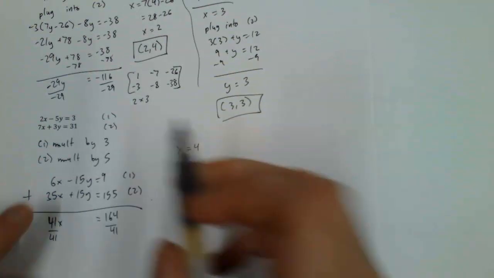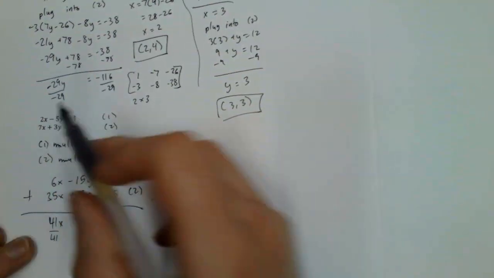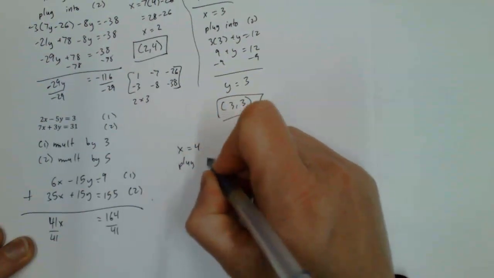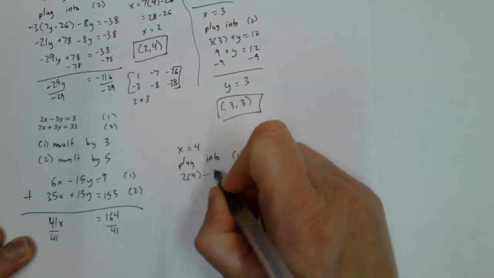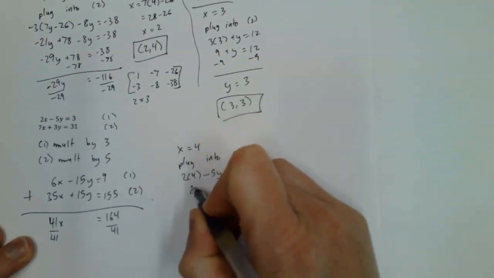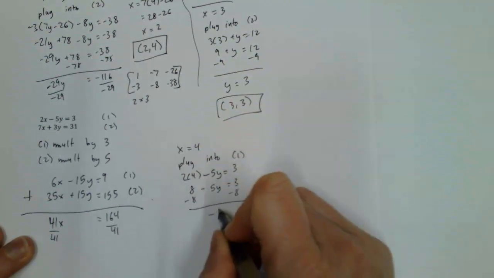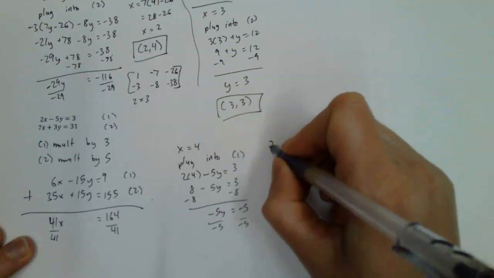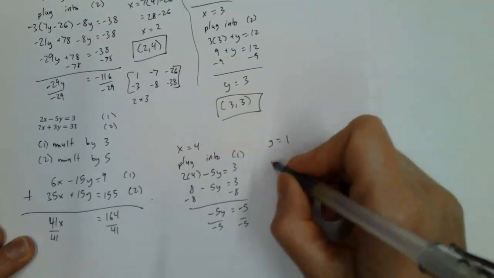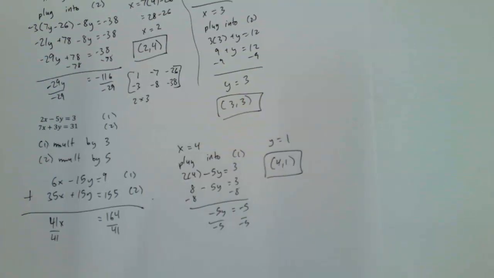Now again, to find the other variable, you can plug it into either equation. I'm going to go ahead and use the first one this time, so let's plug it into that first equation. So I get 2 times 4 minus 5y is 3. And again, I am going to have to do just a little bit of algebra here. And it looks like y is positive 1. So my final answer there is 4, 1.